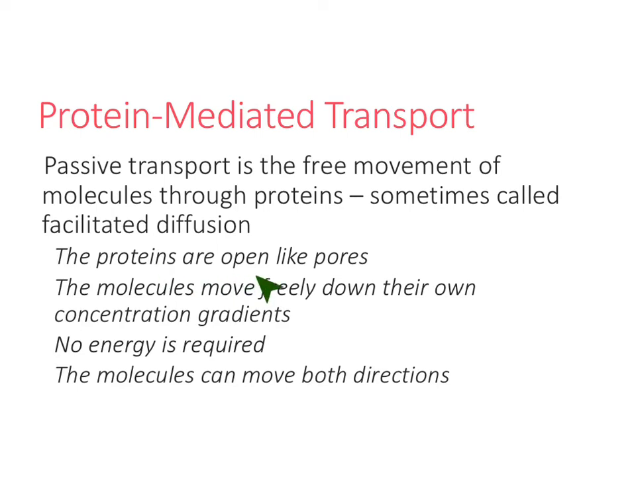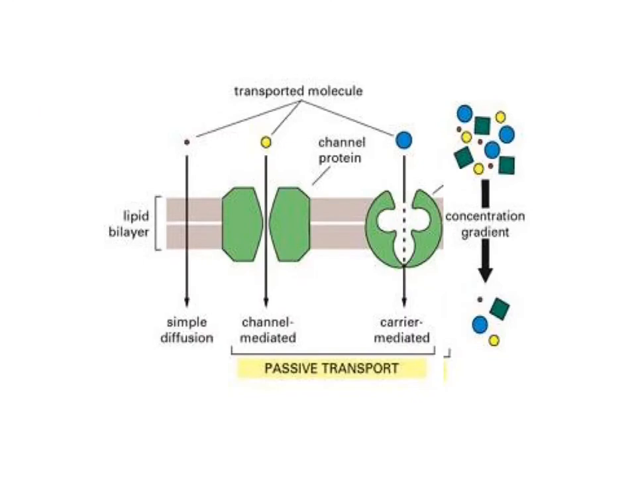In this case, the proteins are kind of like pores, or you can think of them as like gates or doorways that are open. There's no energy needed by the cell, and the molecules can move both directions. So this just provides a sort of a spot for substances to come through that normally couldn't just come through the membrane. So if we look at this graphic, this is the lipid bilayer of the membrane.